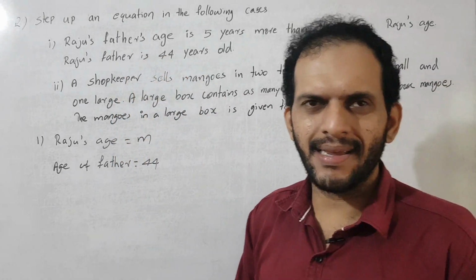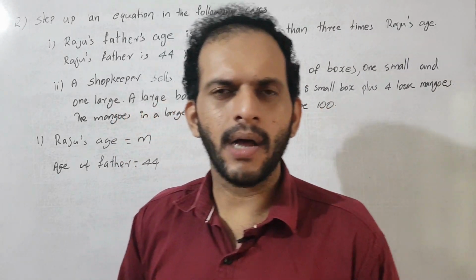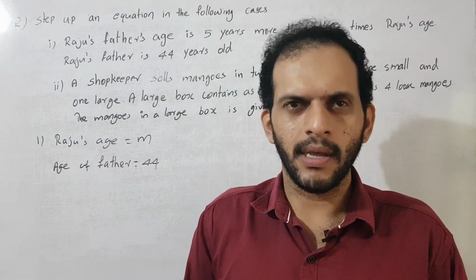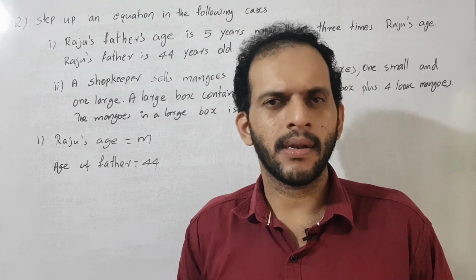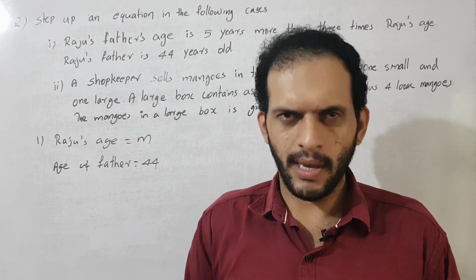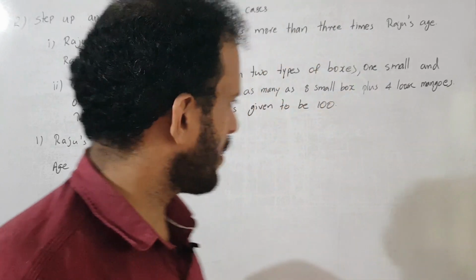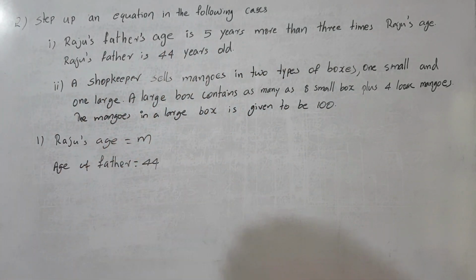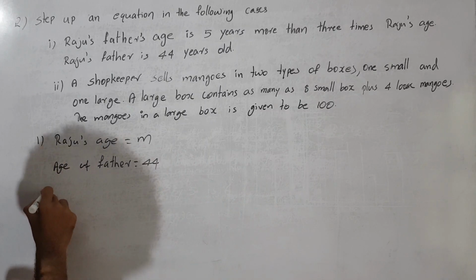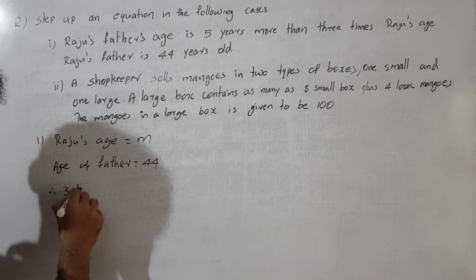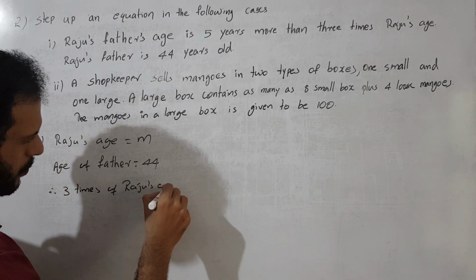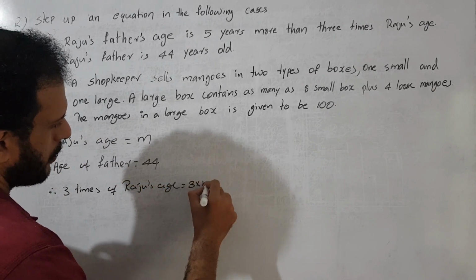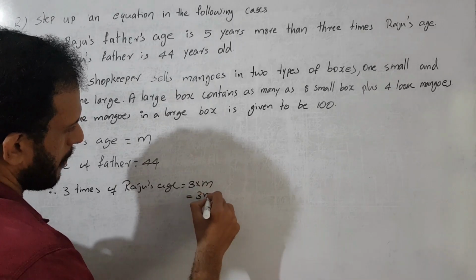44. Then here is given the relation between age of father and age of Raju. What is that? The father's age is 5 years more than 3 times of Raju's age. Okay, then now we take Raju's age as M. Then what is the 3 times of Raju's age? Therefore 3 times of Raju's age is equal to 3 into M. 3 into M is equal to 3M.